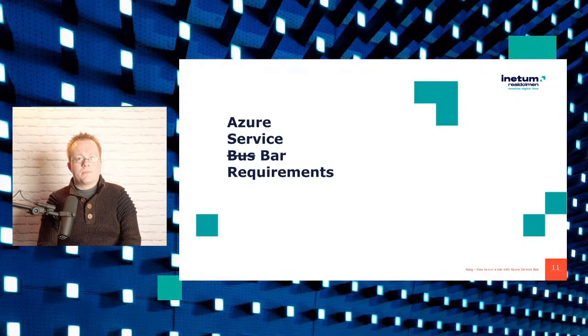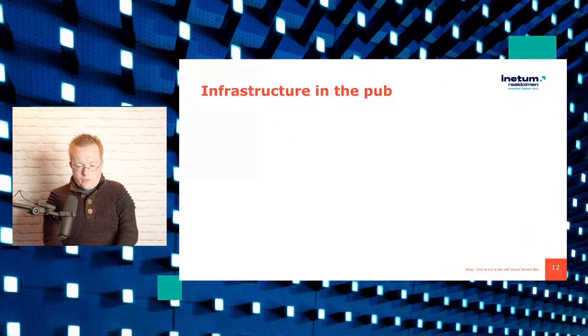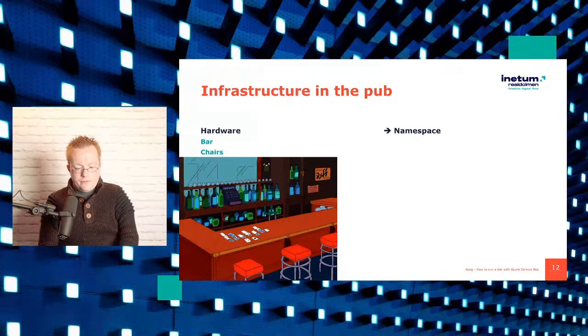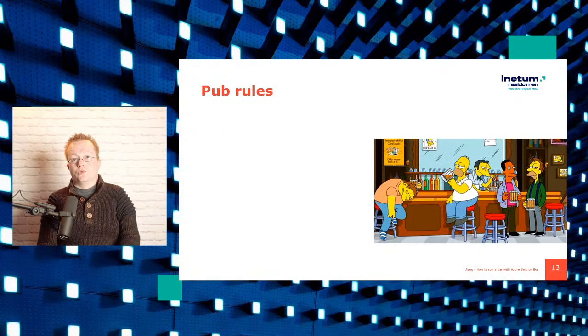First of all, you need to have your bar, you need some hardware, some infrastructure in the pub. So for instance, you have chairs and the bar itself, you have a registry, and those are the things that are used to accommodate all of the bar's functionality. The hardware itself is always located in the namespace of a Service Bus. On the other hand, you need some pub rules.